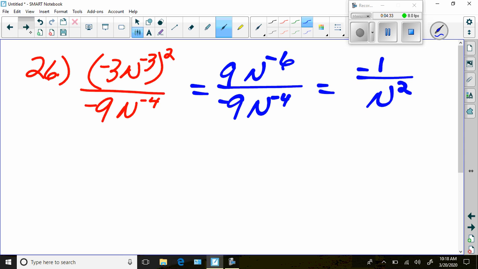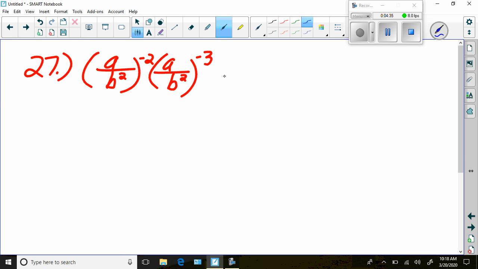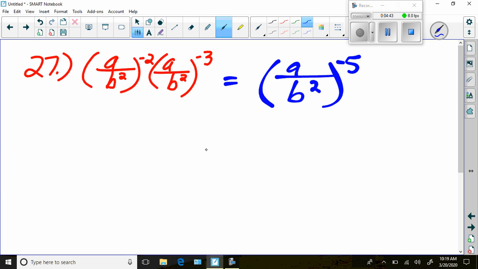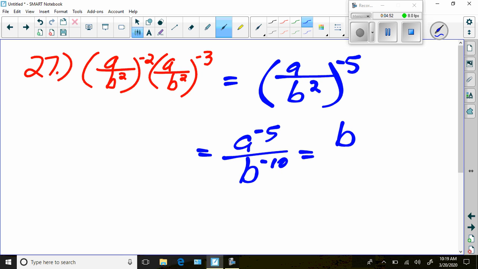Number 27. Hey, these match up. So that's a over b squared to the negative 5th. So then that would be a to the negative 5th, b to the negative 10th, and then they just switch spots. So it's b to the 10th over a to the 5th. Ta-da! Number 28.